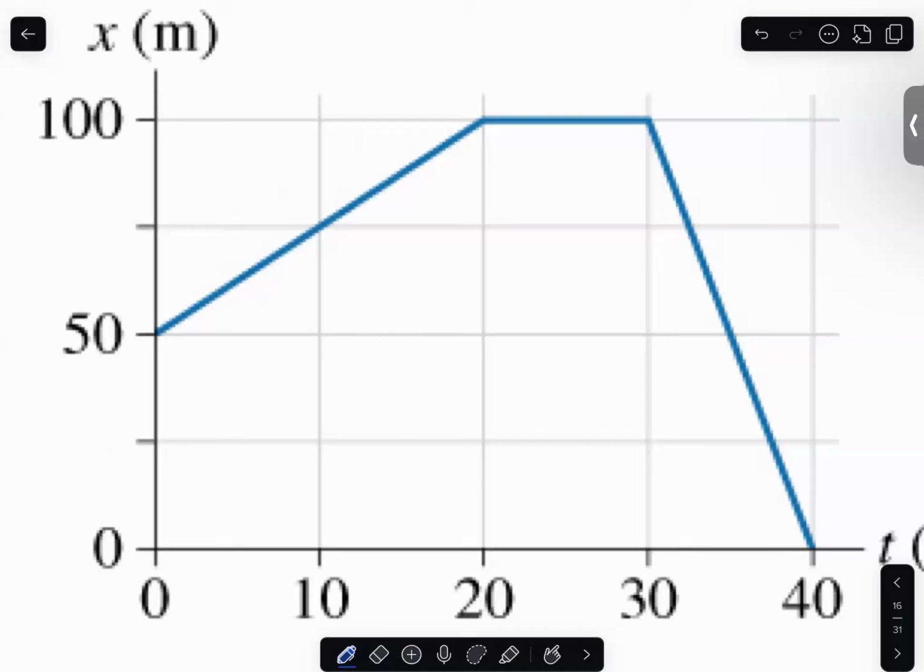At 20, I was at 100. At 21, I was at 100. At 22, I was at 100. 23, I was at 100. If I stay at the same place along the room, what's my velocity? Zero. On a position time graph, you get a horizontal position line, zero slope, zero velocity.